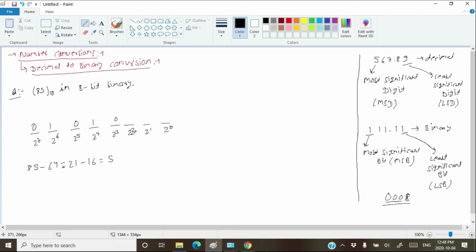Can I include 2 square, that is 4, in my binary? Yes, you can do it. 4 is less than 5. So write here 1 and here you got 1 as the remaining number. Can I include 2 to the power 1, that means 2, in my binary? No, 2 is greater than 1. So you cannot include that. Write here 0. Can I include 2 to the power 0, that means 1, in my binary? Yes, you can include. 1 is equal to 1. That's why you can include. Therefore, 85 in base 10 is equal to 01010101 in binary.